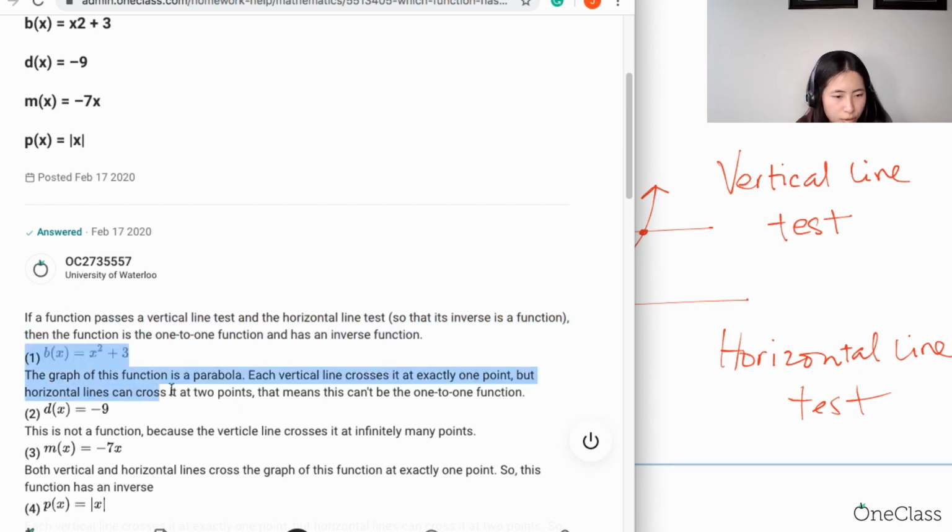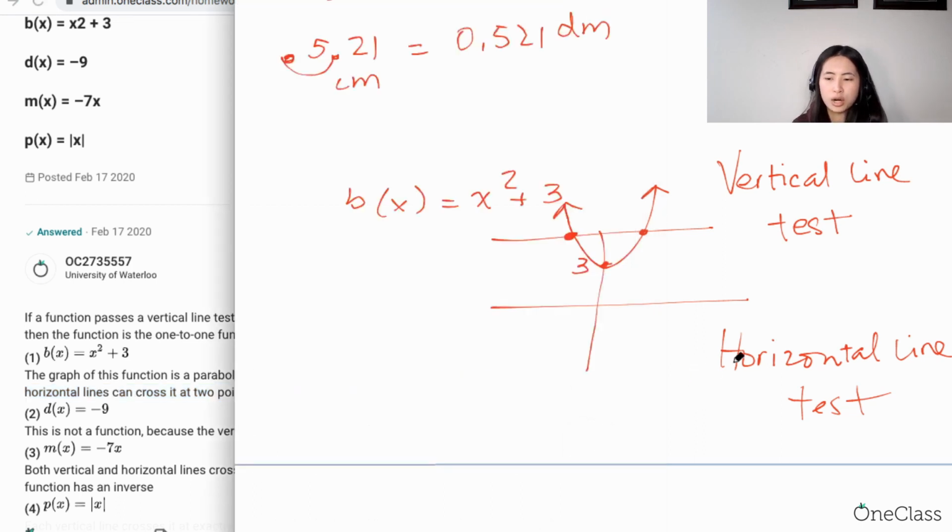Okay, so I guess this is for this part right here. It says the graph of this function is a parabola, that's right. Each vertical line crosses it at exactly one point, which we've illustrated. And for the other one, it says, but horizontal lines can cross it at 2 points, which we've also seen. That means this is not a one-to-one function, therefore you don't have an inverse.